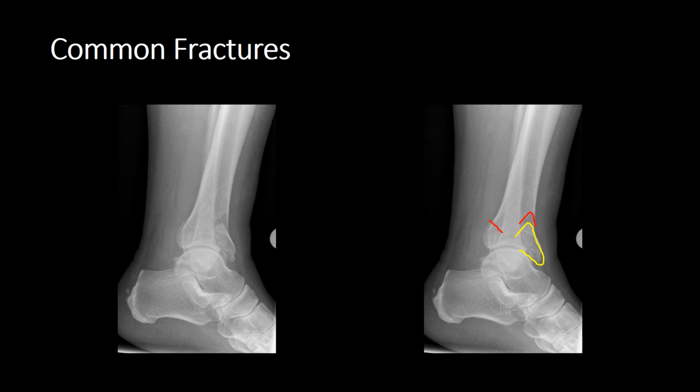And you can see that there's no rupture to the Achilles tendon. If you saw a ruptured Achilles tendon, you'd get really marked soft tissue swelling, and you'd get this kind of notching up here superiorly. That's from the retracted tendon.